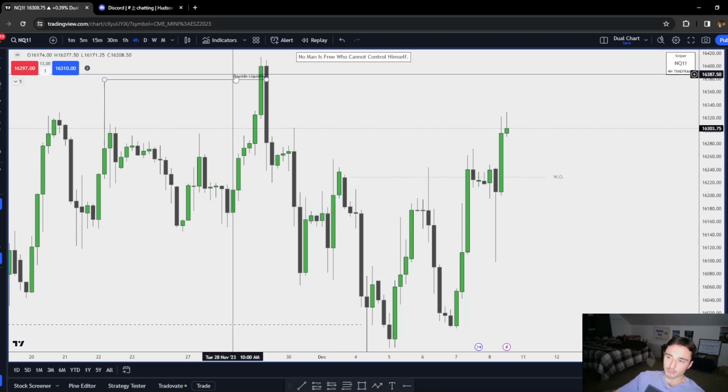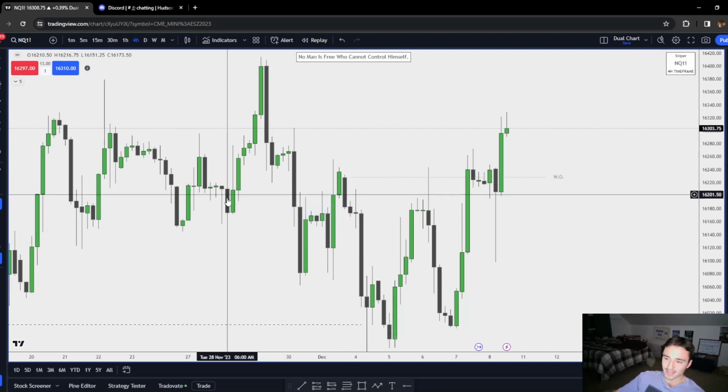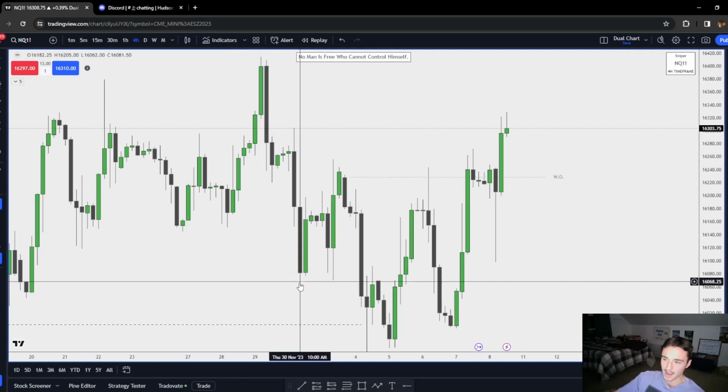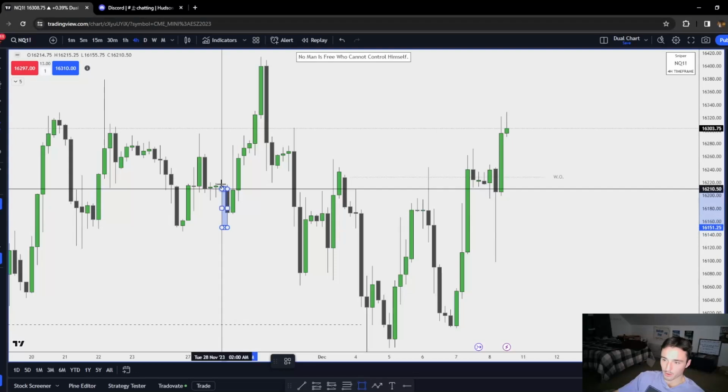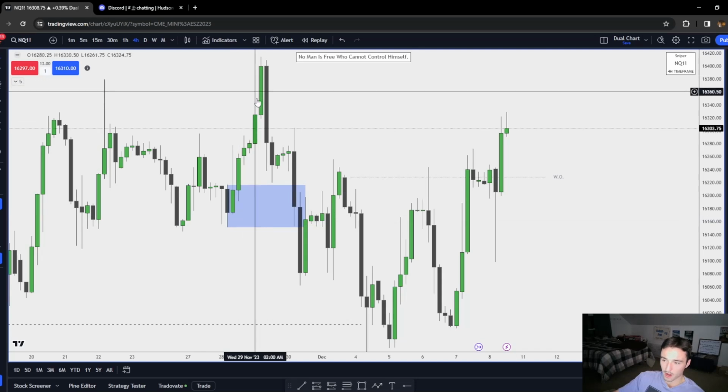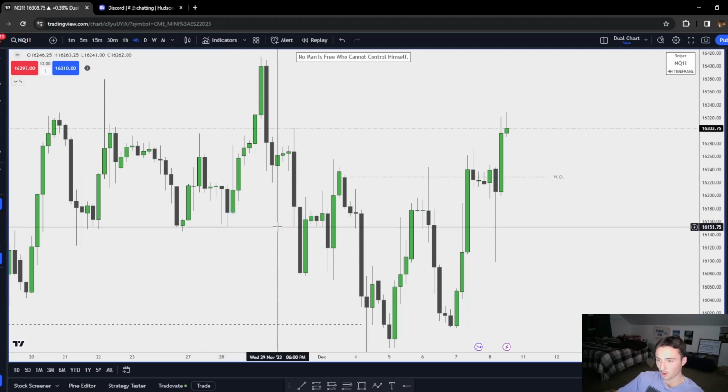So for bearish breakers, it will be the last down close candle before the move up and then down through. So in this example, it would be this, obviously, as the breaker, the last down close candle before the move up and then back down to make that lower low.